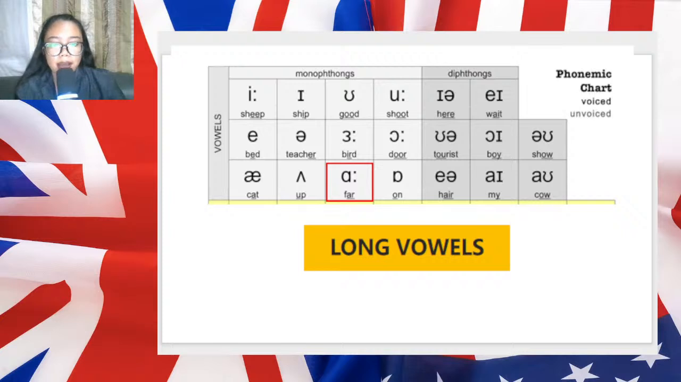Now say the example word here. It is far. Again, far. Make sure that the vowel is long and very open. And I think that's the last, yeah, that's the last long vowel sound.